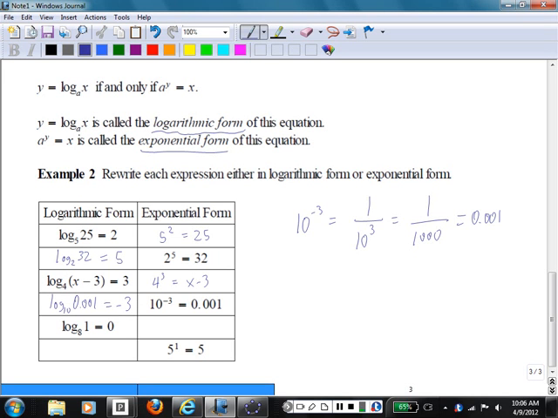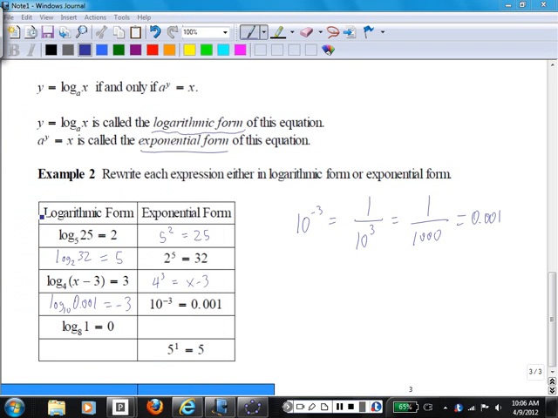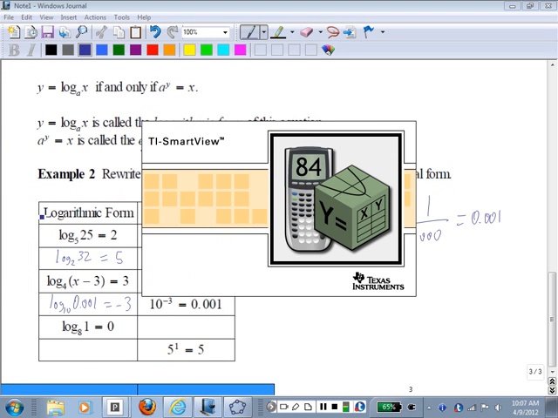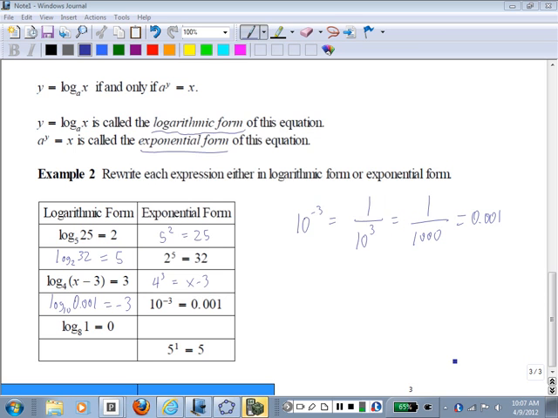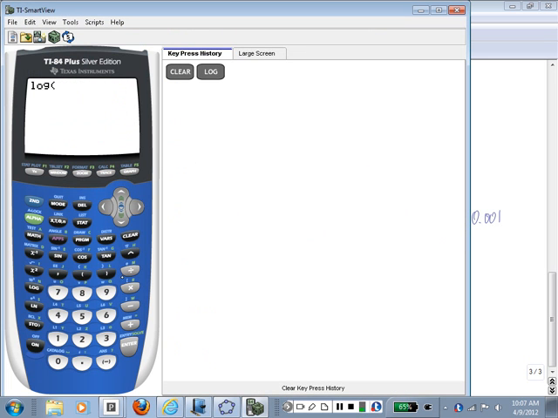Now on your calculator, you have a button devoted to base 10 logarithms. The LOG button. If it happens to be a base 10 logarithm, and you press the LOG button, it will tell you the power that 10 can be raised to get that number as the answer. So here goes. LOG. It doesn't show you the little subscript of 10, but it's there. It's just invisible.